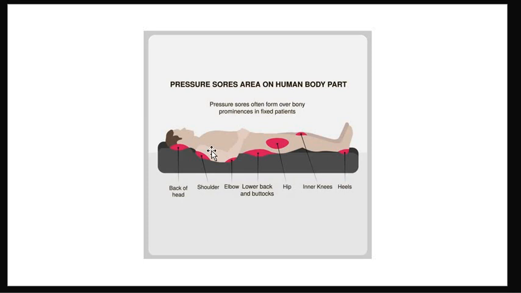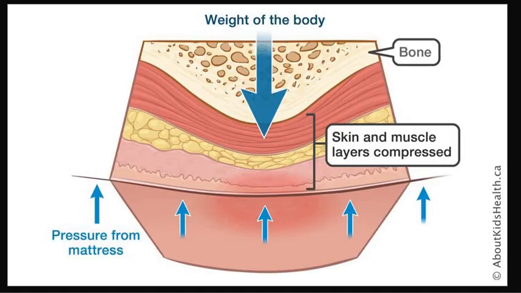Meanwhile the bed and mattress exert pressure over the skin, and in between, the skin gets damaged with loss of tissue. Like from this, the bone is exerting pressure over the skin, and the pressure from the mattress is also exerting pressure over the skin, and the skin and muscle layers get compressed, and when the skin gets compressed, there is tissue damage due to loss of oxygen, due to poor blood supply.